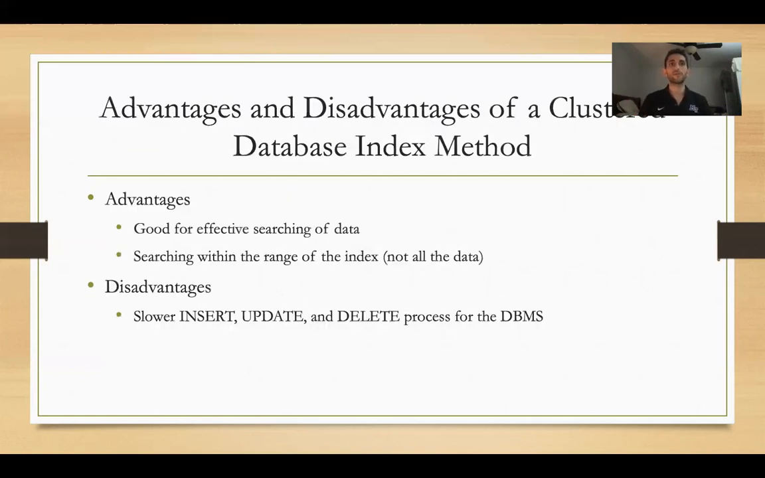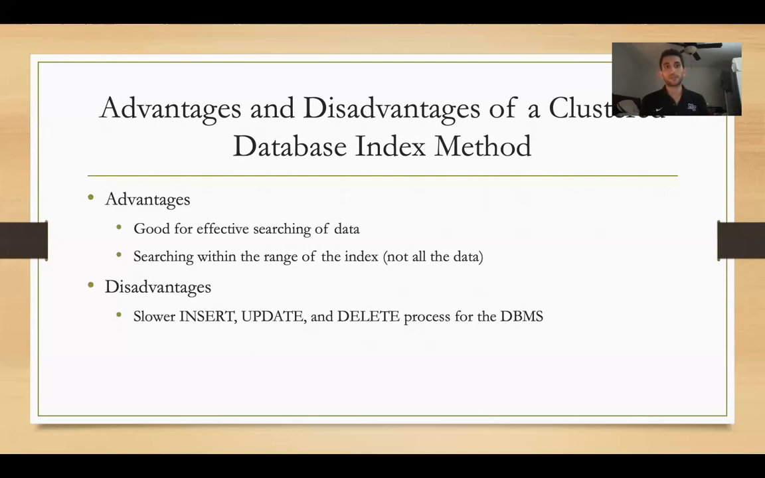So what are the advantages and disadvantages of a clustered database index method? The advantages include good, effective searching of data, searching within the range of the index and not all the data. So what that means is it doesn't use every piece of data to find what you're looking for. It goes through exactly what it needs to go through to quickly and efficiently find what you need.